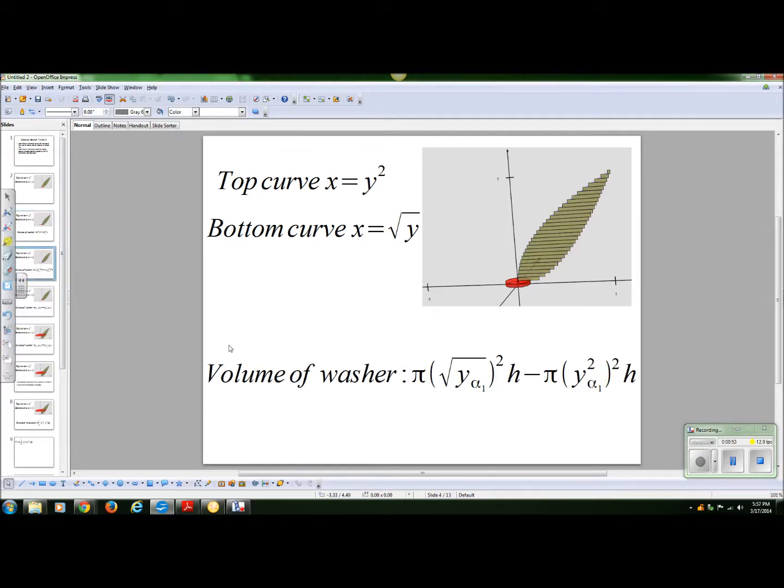So therefore, what we should be able to do is write the volume of that washer, that particular disk, as pi times, here's our radius, the square root of y, and I've subscripted it with alpha 1 just to show that we're talking about this first washer here, and then times h. So we're going to square that. That's our radius squared. And then here's subtracting pi y squared, again at alpha 1, squared times h.